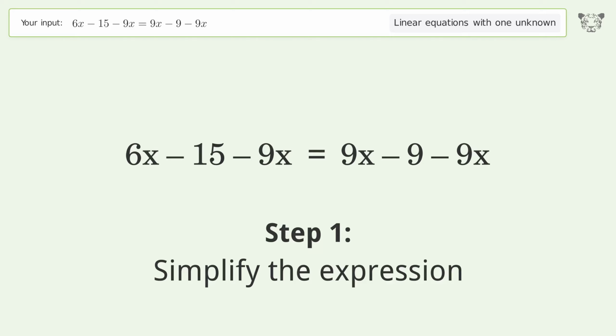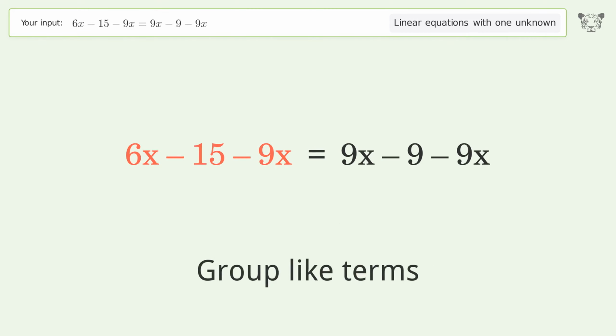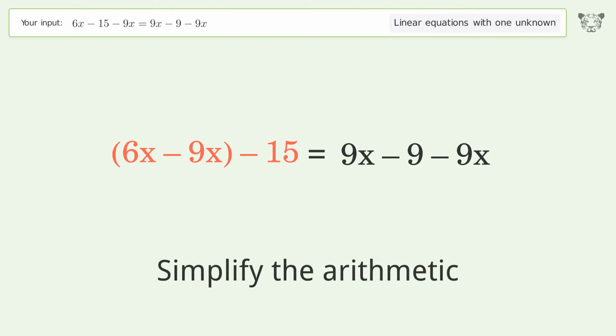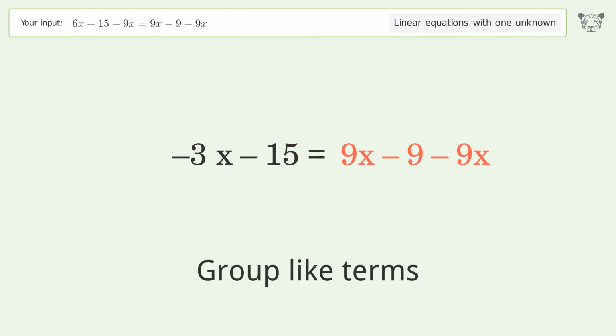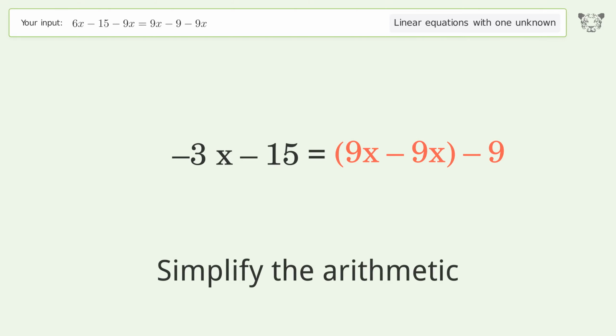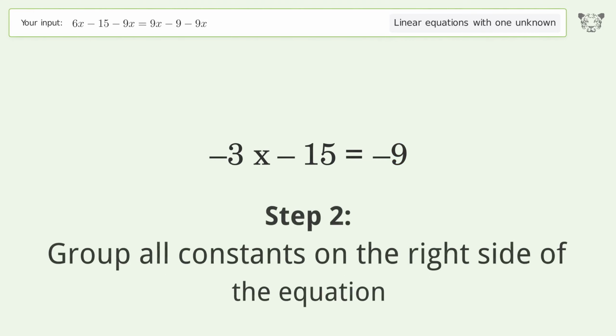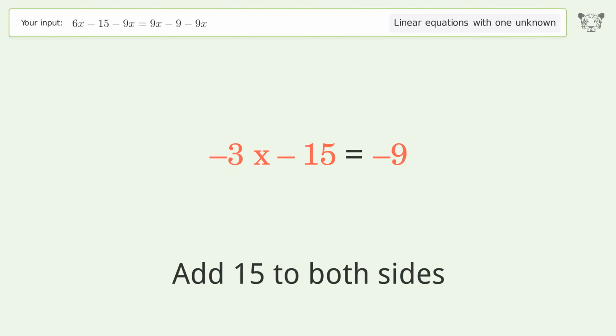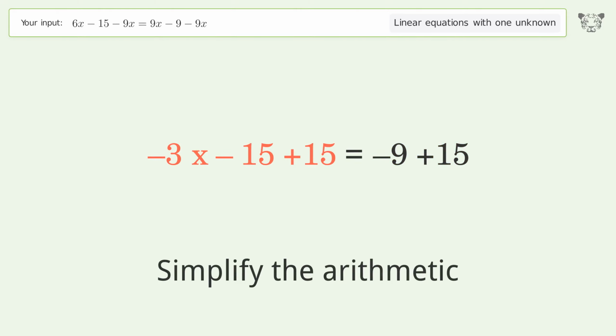Simplify the expression. Group like terms. Simplify the arithmetic. Group like terms. Simplify the arithmetic. Group all constants on the right side of the equation. Add 15 to both sides. Simplify the arithmetic.